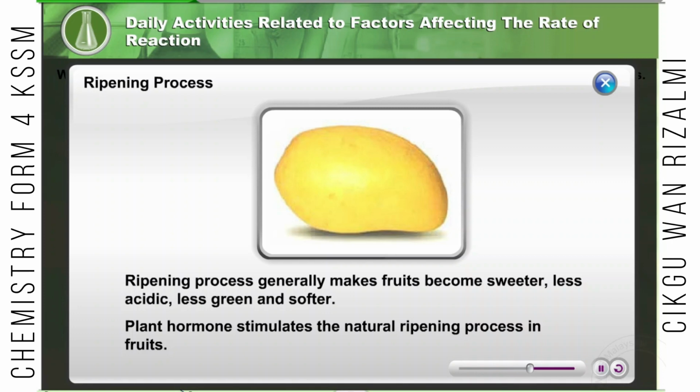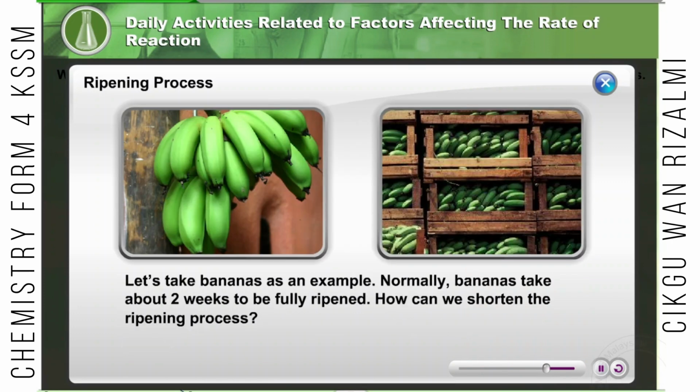In agricultural industry, ripening of fruits is controlled for the purpose of exporting them. Let's take bananas as an example. Normally, bananas take about 2 weeks to be fully ripened. How can we shorten the ripening process?